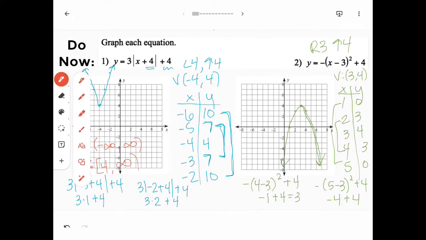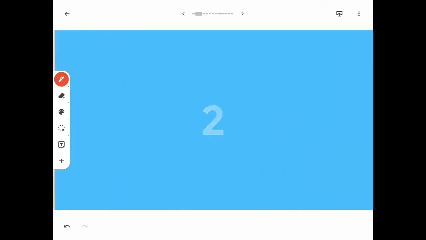And again, last but not least, our domain and range. Again, with your quadratics, it's always going to be -infinity to infinity on your domain because you can plug in anything you want. On your range, it's bottom to top, so at the bottom, it's going to -infinity. But the highest y value I'm going to get out is this 4 right here. So it's -infinity to 4.